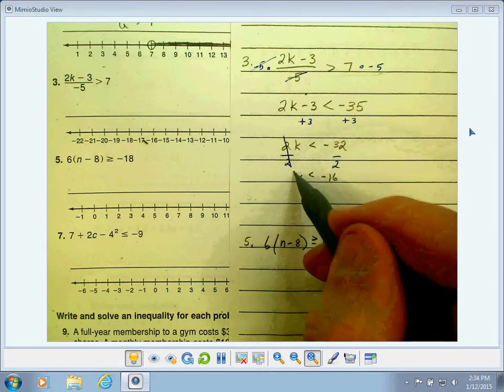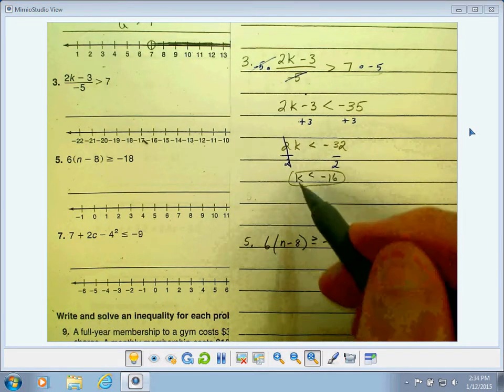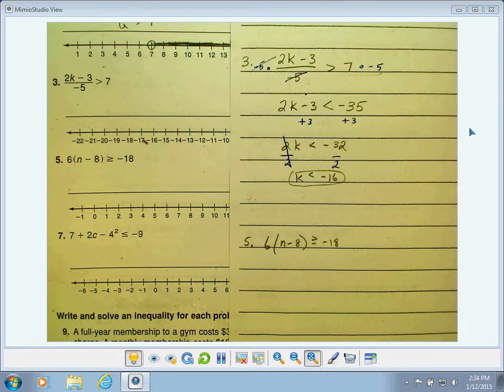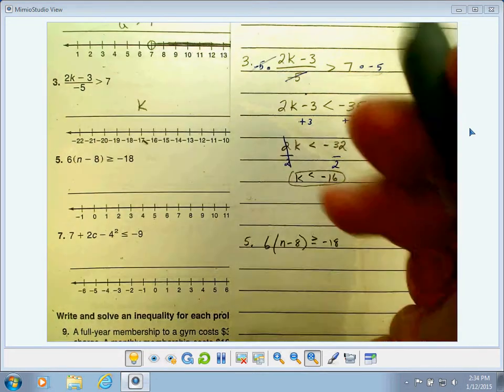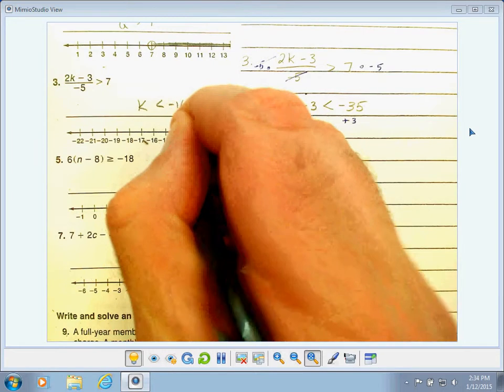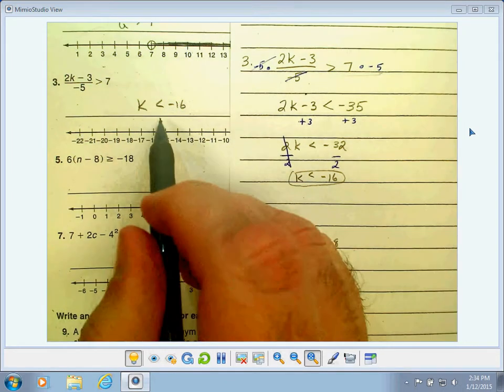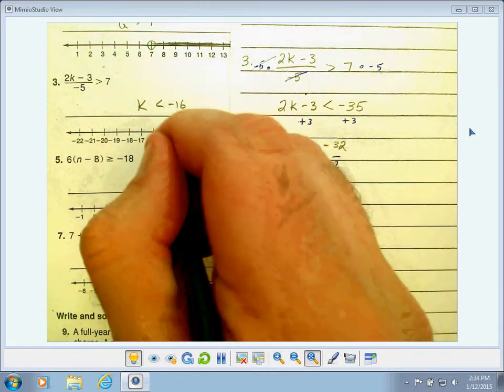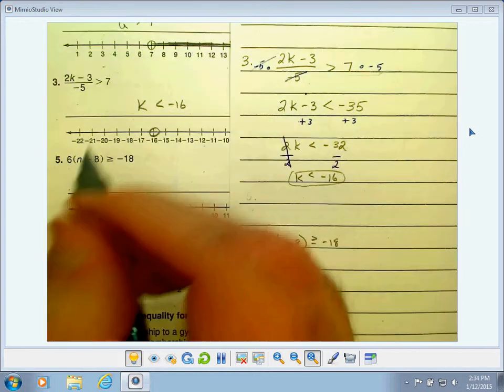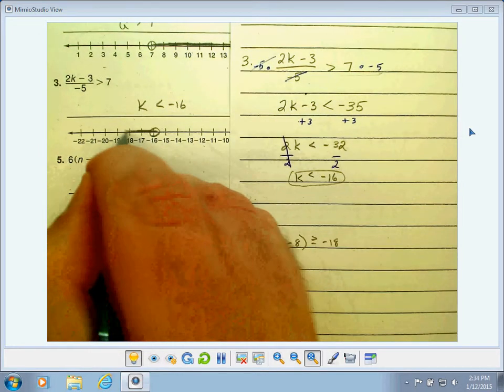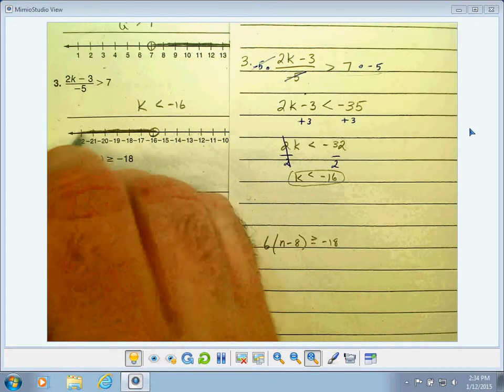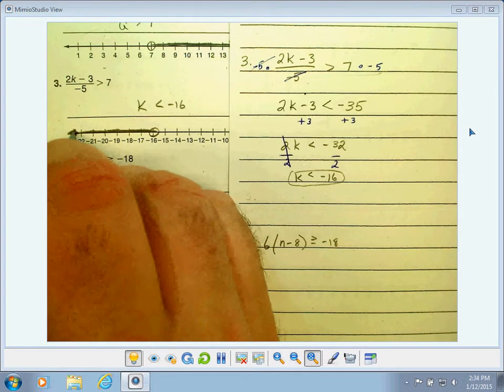So again, this is a good answer, and we'll go over and graph this on our number line. We're supposed to graph k is less than negative 16. So again, a regular inequality, so I put an open circle on the negative 16, and less than shading, I got to shade all the numbers that are lower than negative 16, which is this way.